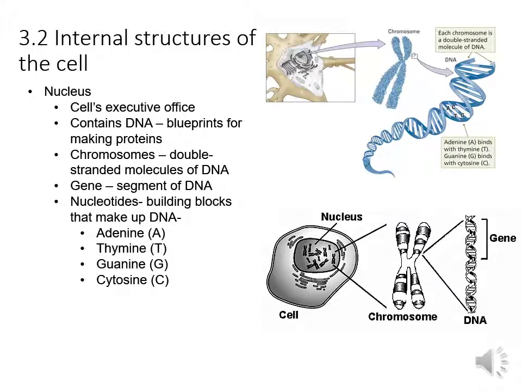The nucleus of the cell, which is located in the soma, is kind of like the executive office of the cell. It contains DNA, which is the blueprints for making proteins, chromosomes, which are double-stranded molecules of DNA, and then genes, segments of this DNA. And there's a nice picture up here, and then one down here as well to show the relationship between chromosomes, DNA, and genes. And then importantly, nucleotides are the building blocks that make up DNA: adenine, thymine, guanine, and cytosine, which are typically abbreviated as just ATGC.